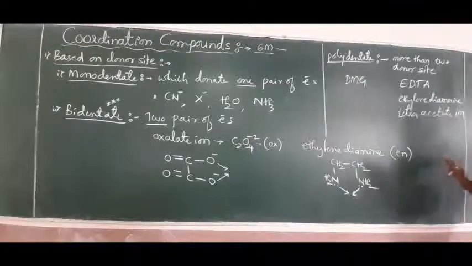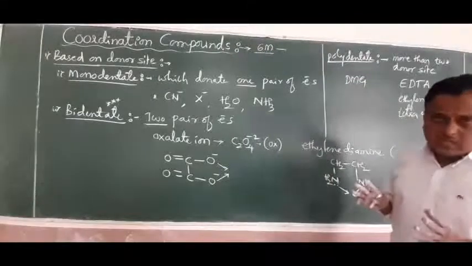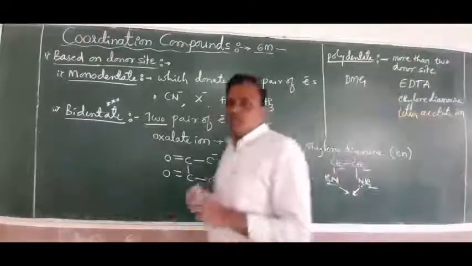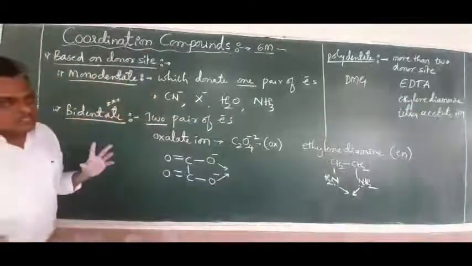This is the simple classification in today's class, friends, based on donor site as well as based on charge. Keep practicing with the examples, and in the next video I will give the complete chart of mono, bi and polydentate ligands. Thank you so much.